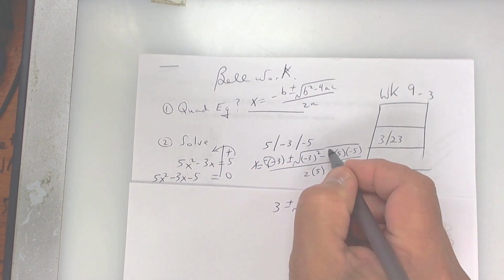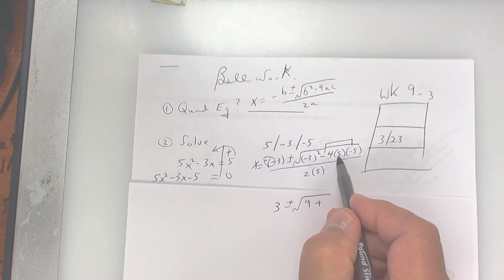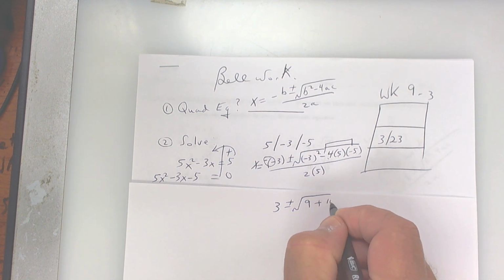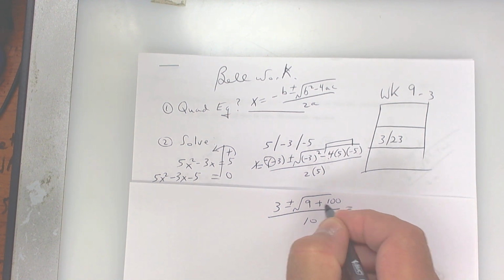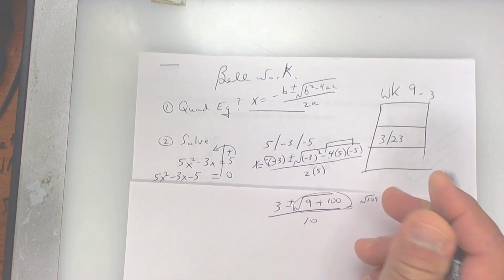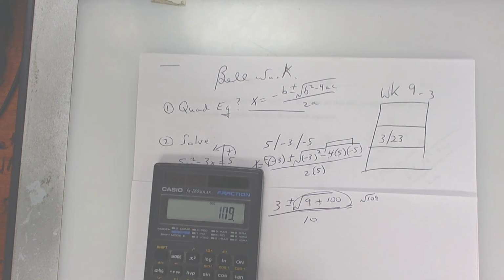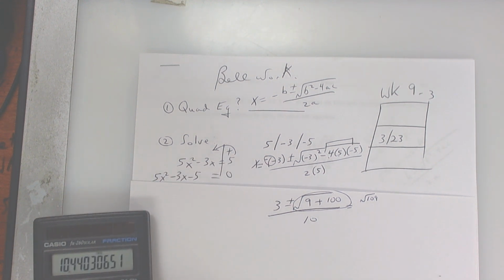This is 9. A negative times a negative is a positive. 4 times 5 is 20. And 20 times 5 is 100. So that gives you the square root of 109 right here. So take your calculator, press 109, shift, square root, and I get 10.44.